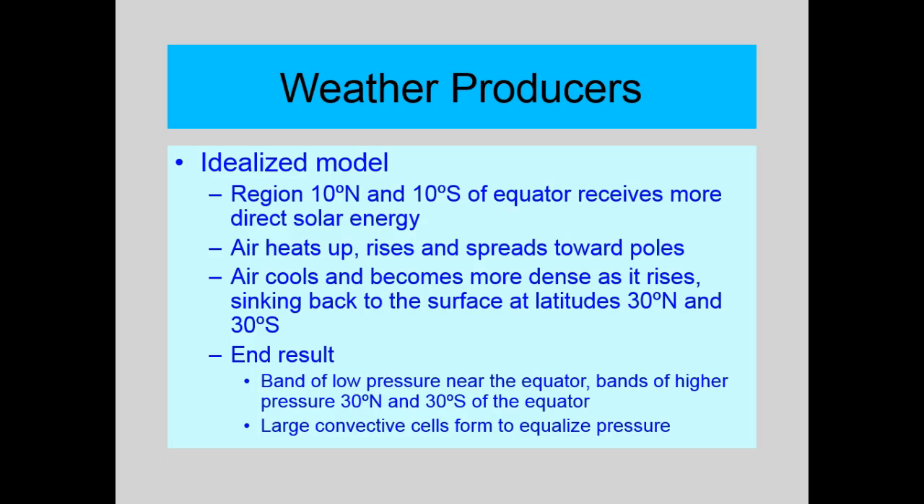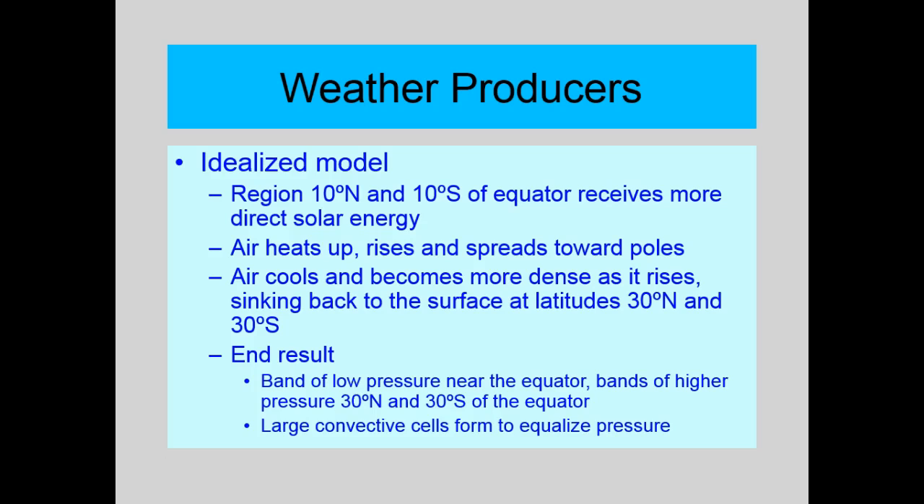The region between 10 degrees north and 10 degrees south, that's really close to the equator, receives more direct solar radiation than anywhere else, more direct solar energy than anywhere else. So you have more evaporation there than anywhere else. The air heats up and rises. Now let's do it on the big picture. It heats up here, 10 degrees north, 10 degrees south, heats big time and moves up. When it moves up, it's got to go somewhere. Well, there's air all around it here, so it goes toward the poles.